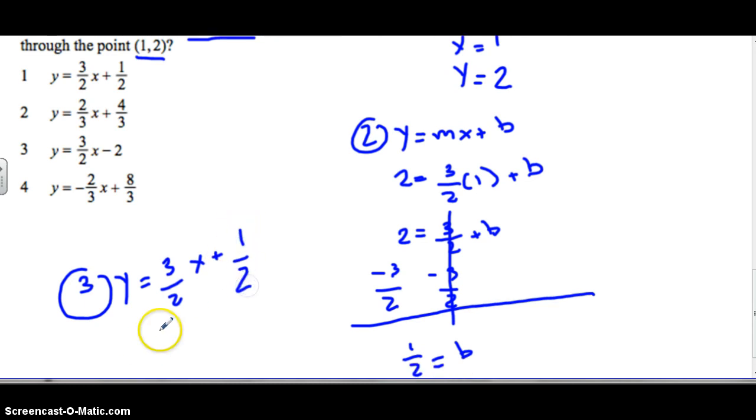All right? So this is parallel because it has the same slope. We found our b. We look in the answer choices, and look at that. It's number 1.